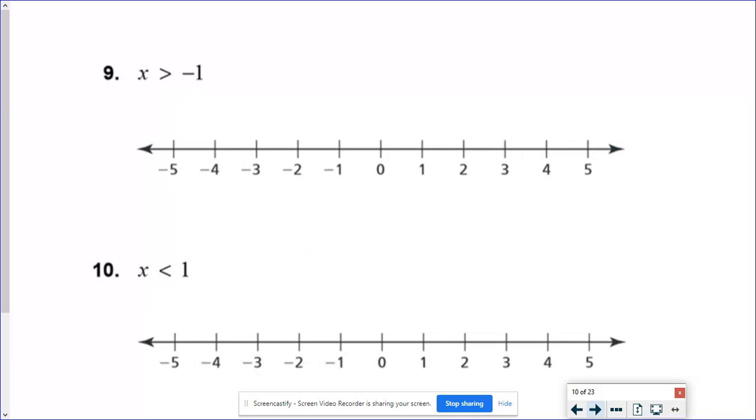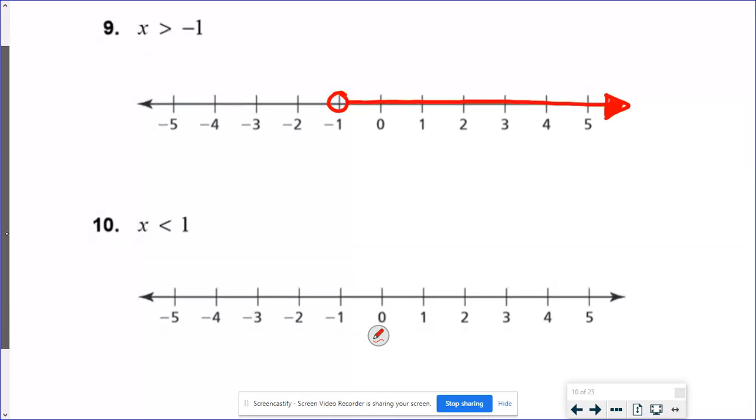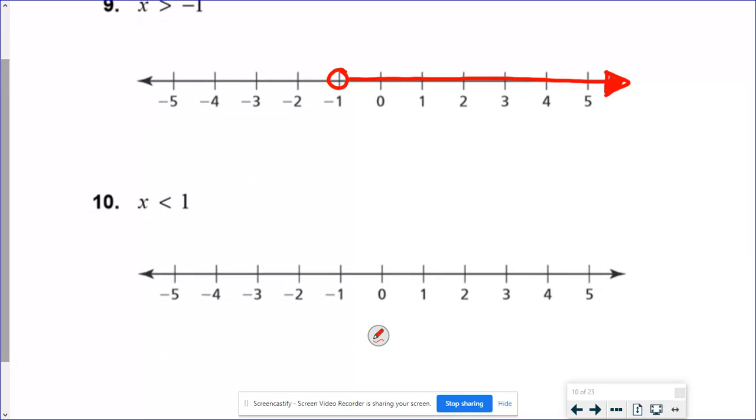Number 9, x is greater than -1. Not equal to means I have to have just an open circle right there. And then greater than is going to the right. And for number 10, I have that x is less than 1. So open circle at 1 because it's not equal to, and less than goes to the left.